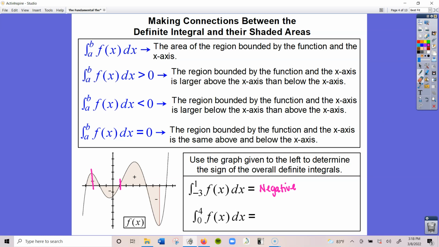Versus now, if we're looking from 0 to 4, that would be from here to here. You'll notice now that the majority of the area is above the x-axis. So I know that this particular integral is going to be a positive number, again, because that area is above.